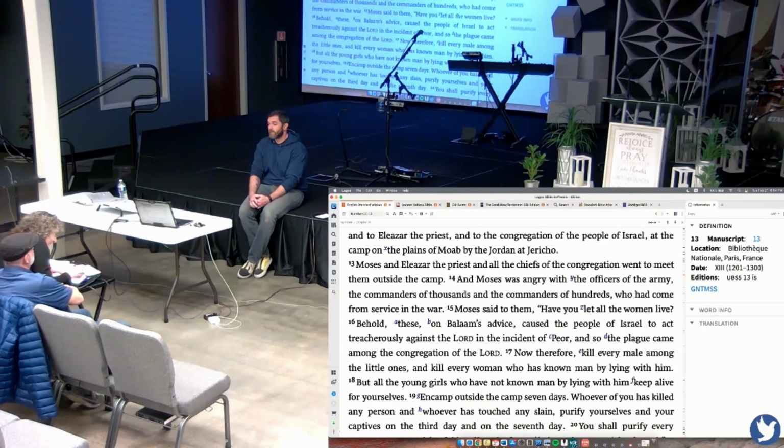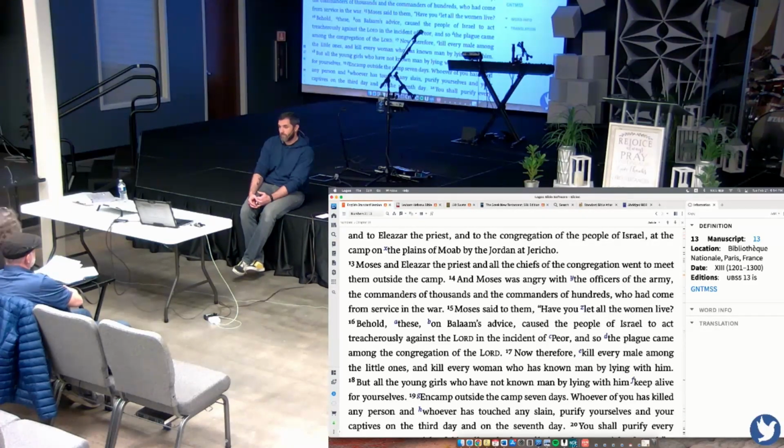So, okay. Would they take them as daughters? I think that they would take them maybe for their sons. That's something that happens later on. But not right then, at that moment, were they taking them for themselves? You know, I can't make a definitive statement about that. It seems like there were young women. And in verse 18, all the young girls who have not known man by lying with him, keep alive for yourselves. So that would be some form of slavery, whether it was for them or for their sons.